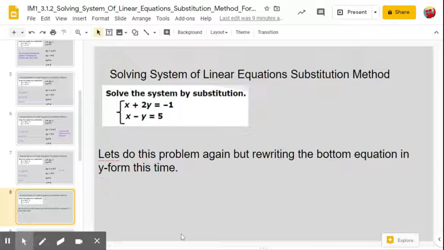This time, I still want to use the substitution method, but I want to start by rewriting one of the equations in y form so that we have y equals. So for this one, let's rewrite the bottom equation as y equals. Can you tell me what we get when we rewrite the bottom equation as y equals?